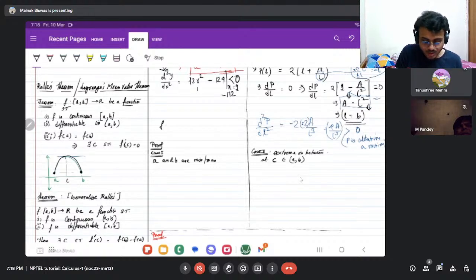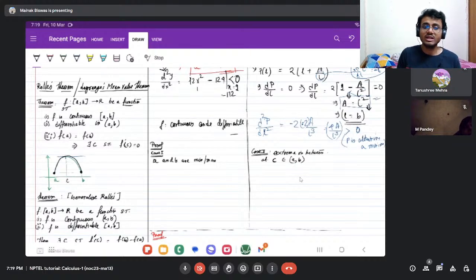So f is continuous and differentiable, which is continuous between A and B, including points A and B. It is differentiable at all points between A and B except A and B. It is not required to be differentiable at A and B. And f of A is equal to f of B, right?